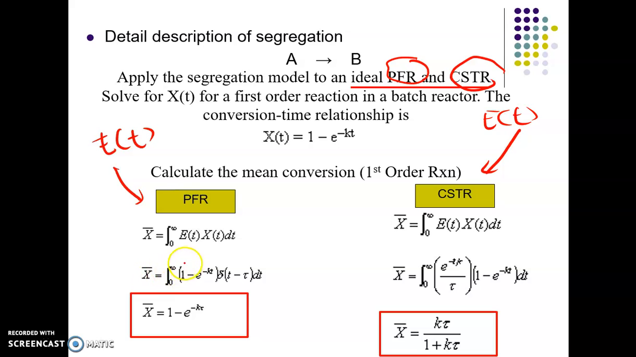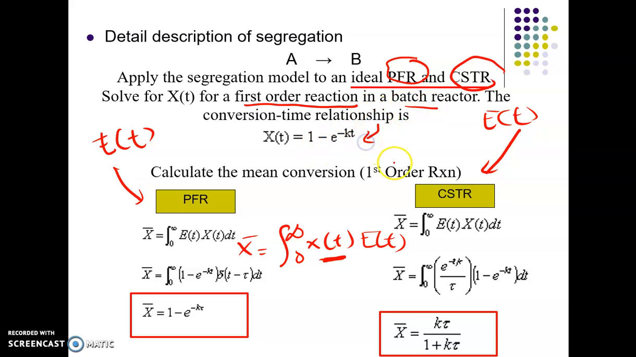For the mean conversion, the formula is still the same. It's x bar equals the integral from 0 to infinity of XT ET dt, right? So you will determine XT first. So how to determine XT? So it is first order. Here is a first order reaction in a batch reactor. So this would be your first order. Okay, that is for batch reactor.